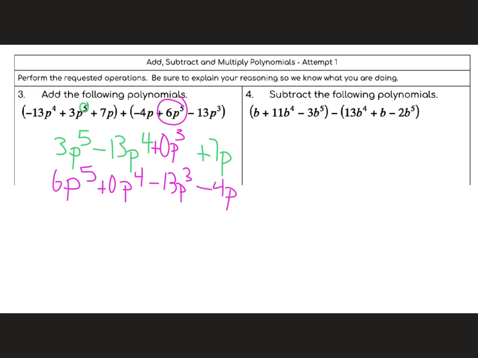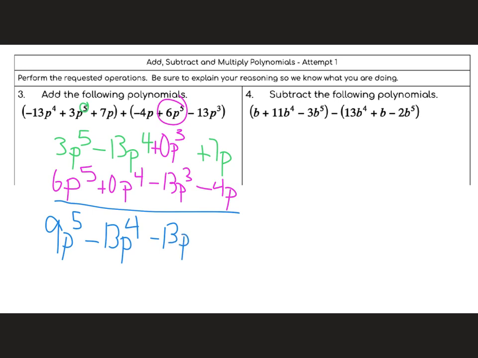Now I am going to add them together. So 3 and 6 makes 9, p to the 5th. Negative 13 and 0 makes negative 13, p to the 4th. 0, negative 13 makes negative 13, p cubed. And then 7 and negative 4 makes 3. Reminder there, I'm adding.